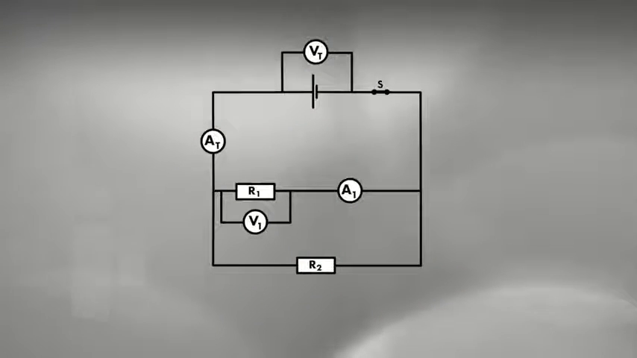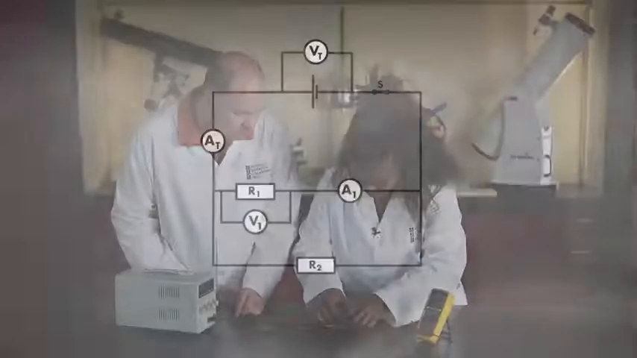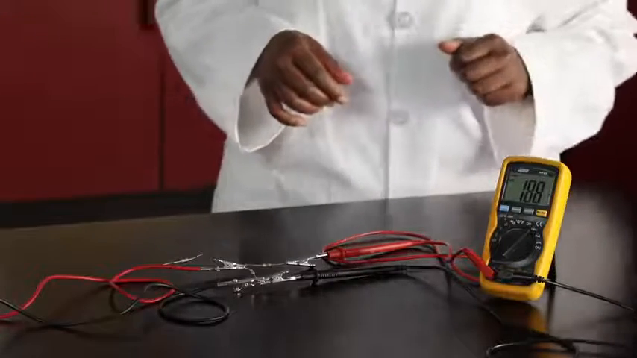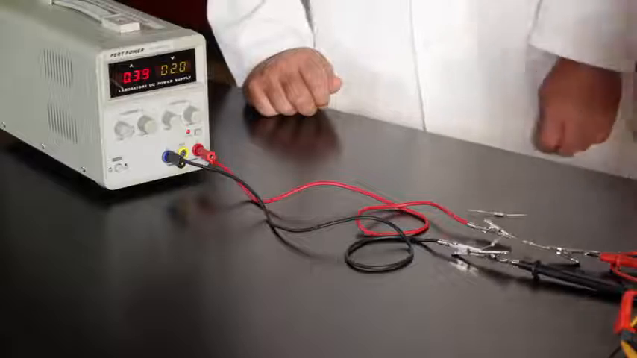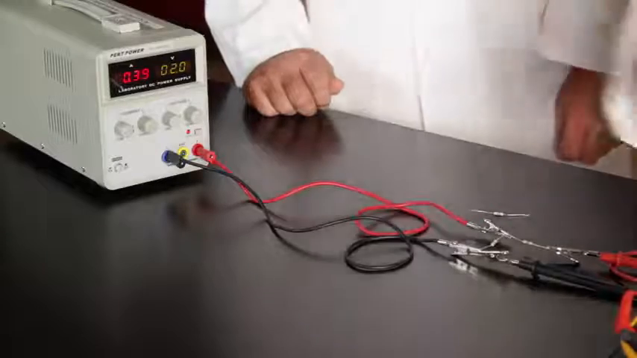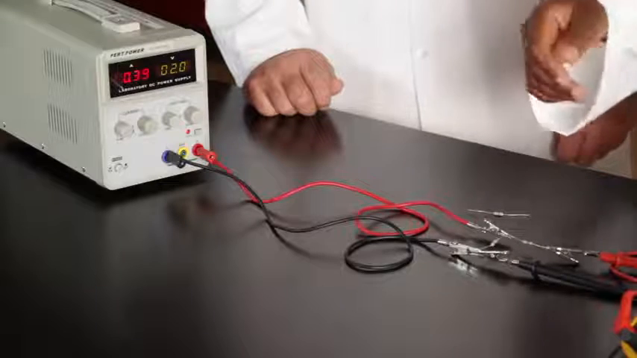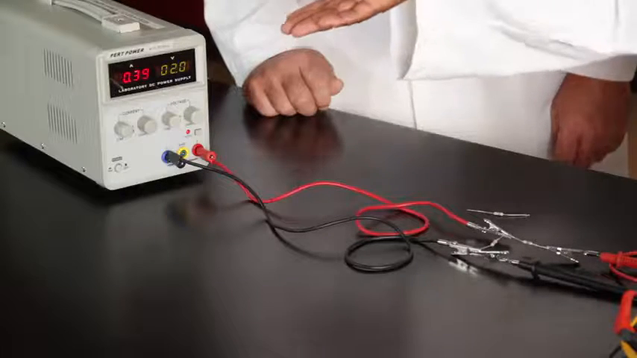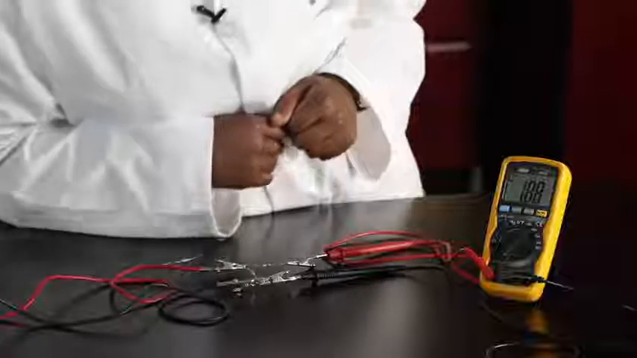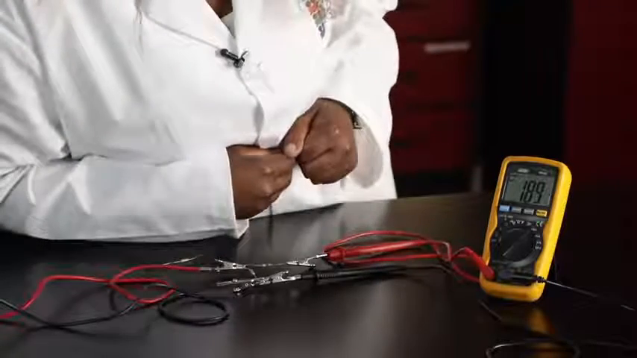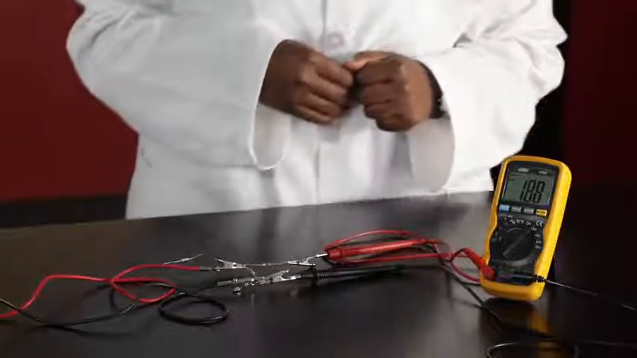We will add one more resistor, R2, in parallel to R1. This means we are adding R2 across R1 to the negative terminal of the ammeter. Taking readings on the meter, we get 2 volts on the voltmeter, 0.39 amps on the ammeter for the total current in the circuit, and 0.189 amps passing through the first resistor.